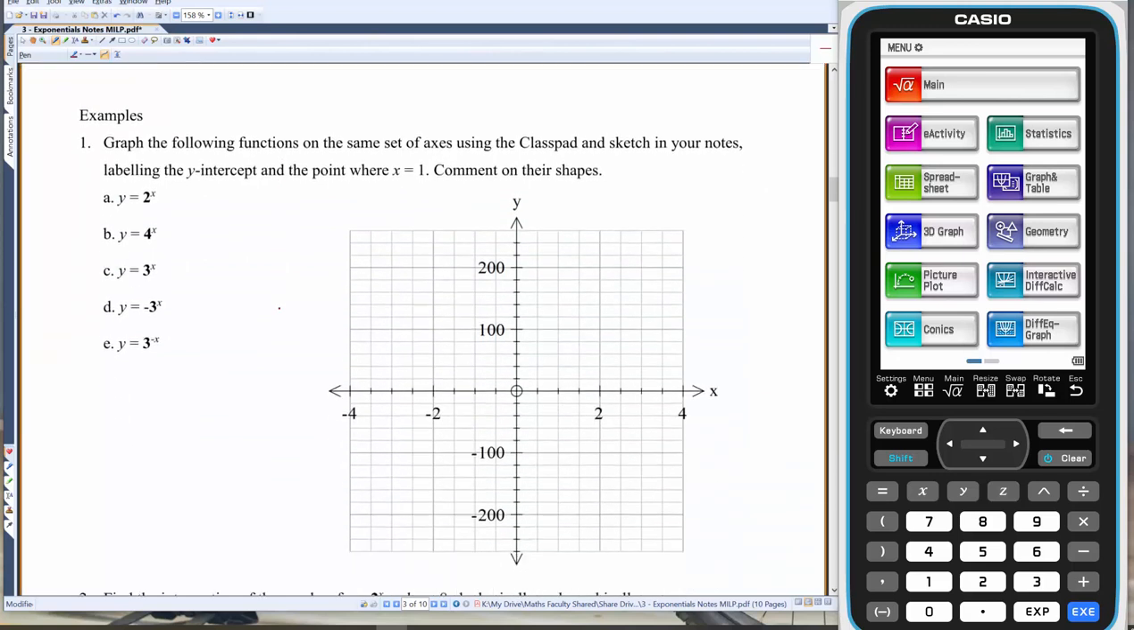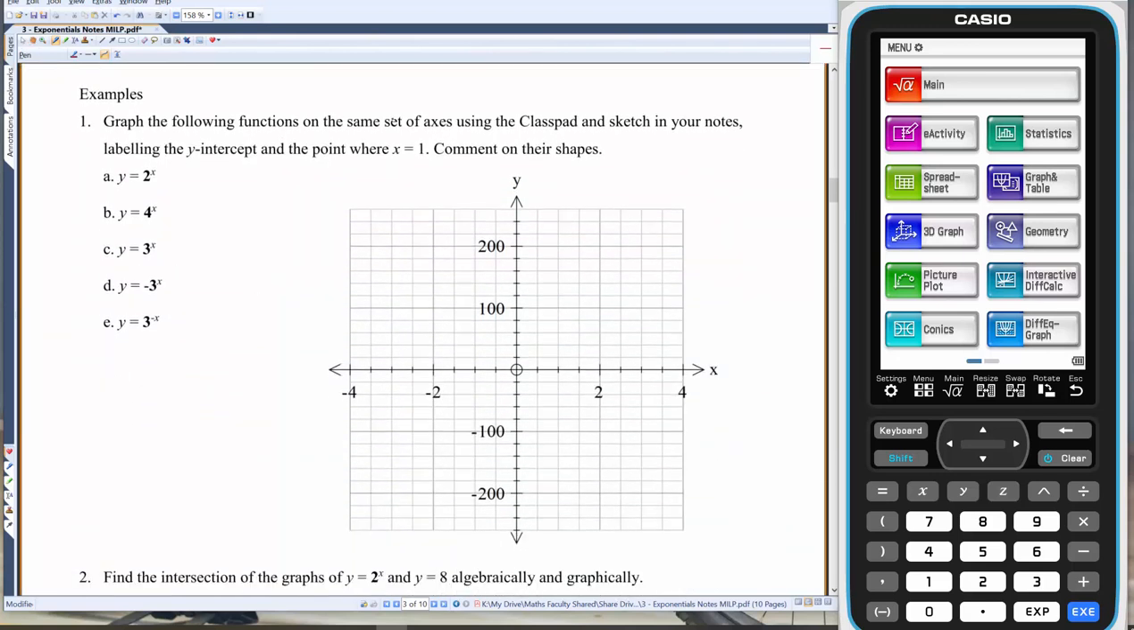Okay, so here's some examples now. What we're going to do is graph the following functions on the same set of axes using the class pad and sketch in your notes. So we've already looked at y equals 2 to the x, but we're going to slam it on this Cartesian plane here. Now this is going to be extremely difficult for me to do with this pad I've got here in front of me, so I'm going to try and do it with some software and show you what happens.